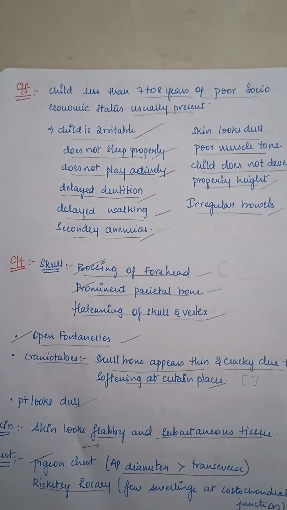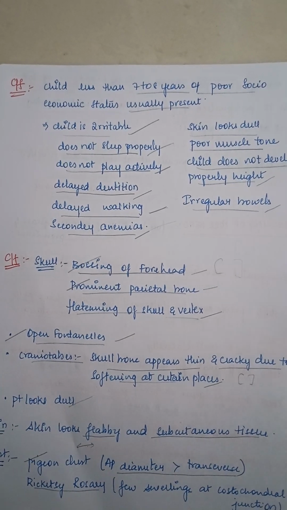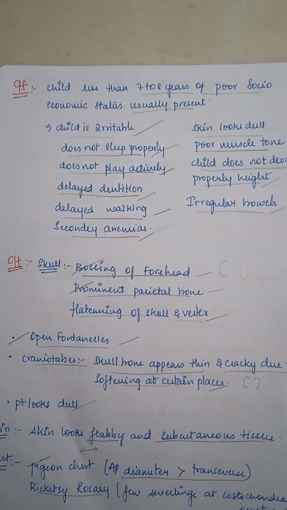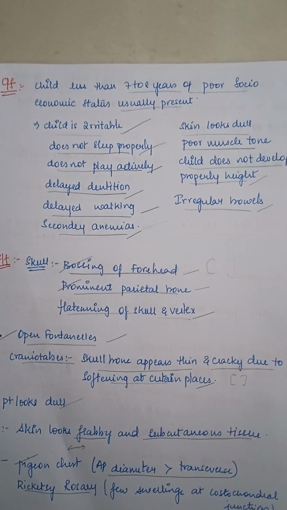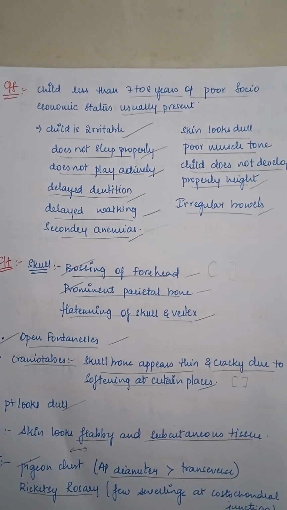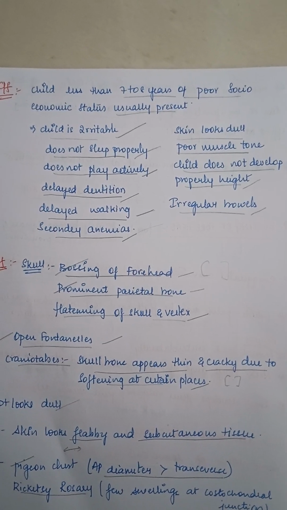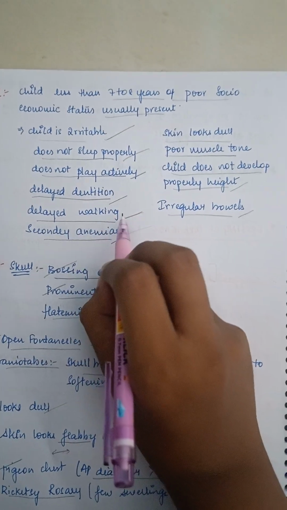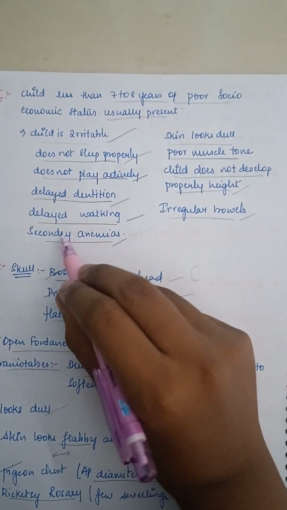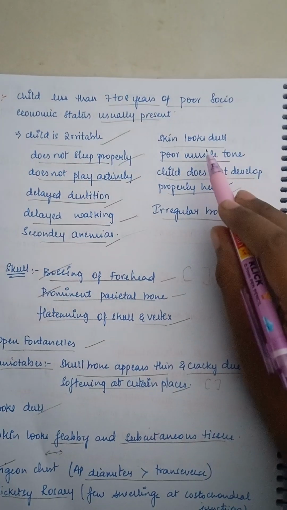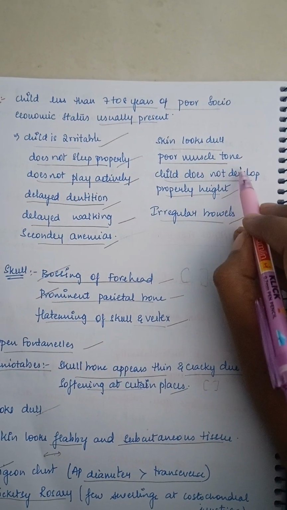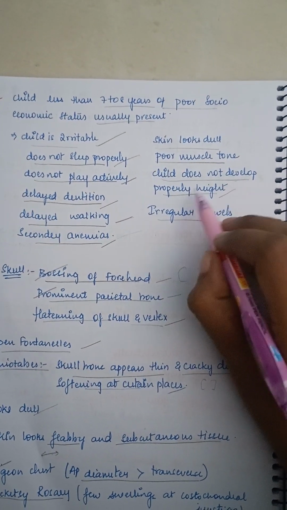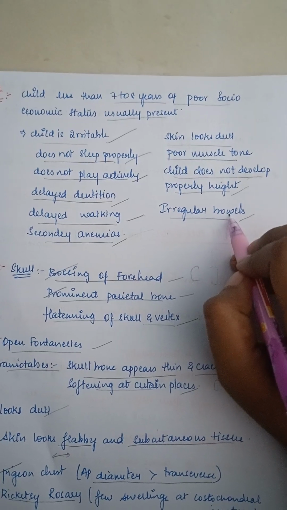Children usually, how will you identify if the patient is having rickets, because the child can't tell, it is only 7 to 8 years? One of the most common things is the child usually looks irritable, does not sleep properly, does not play actively. The patient can have delayed dentition, delayed walking, secondary anemias, skin usually looks dull, poor muscle tone, the child does not develop proper height, and irregular bowels.